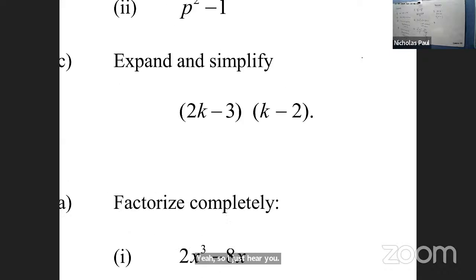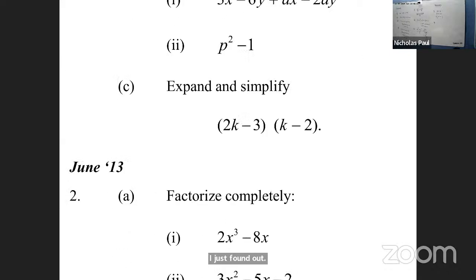Expand and simplify. 2k times 3k minus 2. Expand and simplify it.